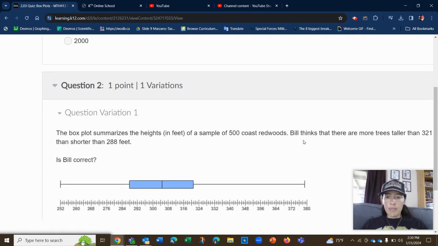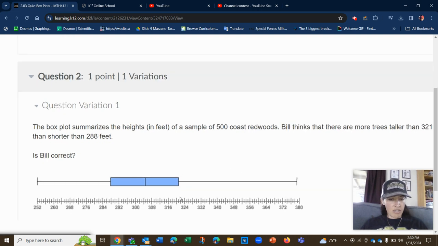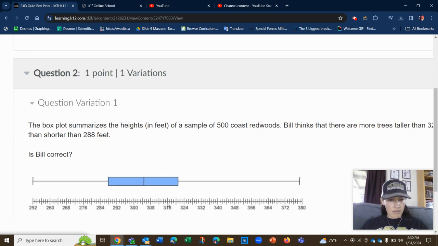So now we've got to do some thinking. Okay. Bill thinks there are more trees taller than 321 feet. So where's 321? Okay, right here. So that's a fourth. Here's about 321, I would guess, right? 16, 17, 18, 19, 20, 21. So that's the end of our box. So a fourth of the data.